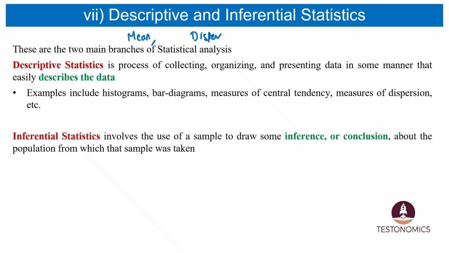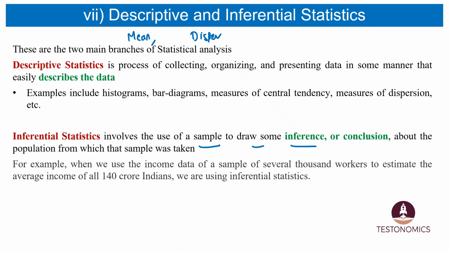On the other hand, when we talk about inferential statistics, it involves the use of a sample to draw conclusions or inference about the population. For example, when we use the income data of a sample of several thousand workers to estimate the average income of all 140 crore Indians, we are using inferential statistics. It involves making inference about the population based on the sample. Moving on.